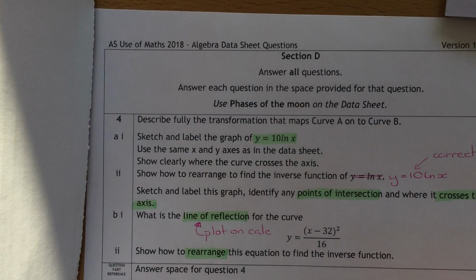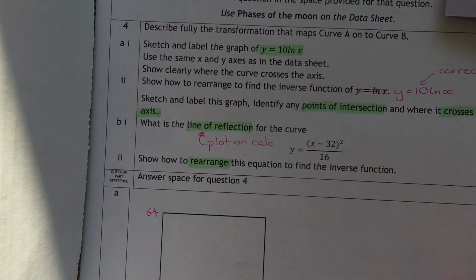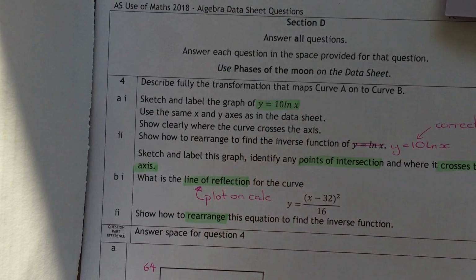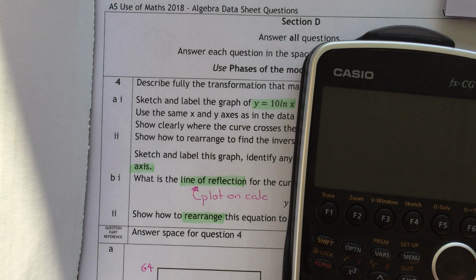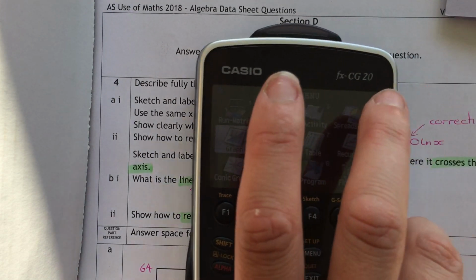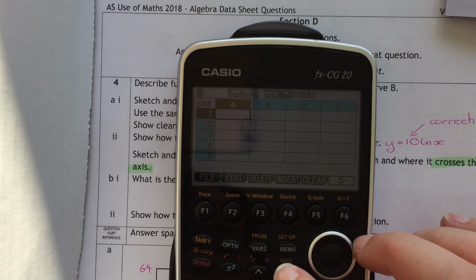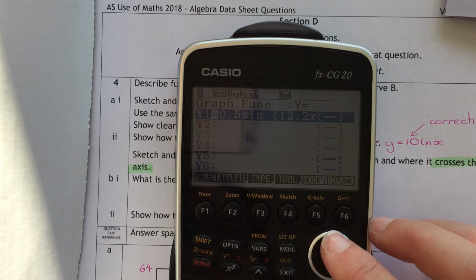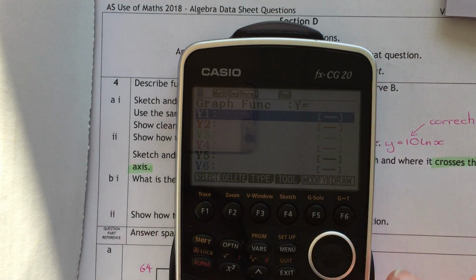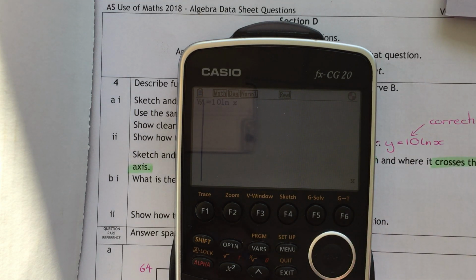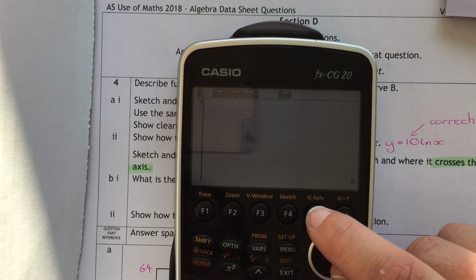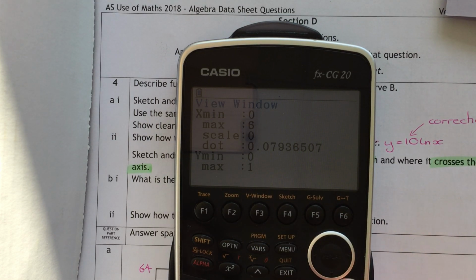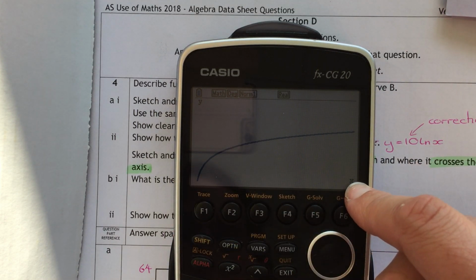So for part AI, sketch and label the graph of y equals 10 ln x. So if we go into our graph settings and delete the last one, we've got y equals 10 ln x, and the grid that we've been given on our data sheet is from 0 up to 64 and 0 up to 64 in the y direction. So we have our initial sketch of it.